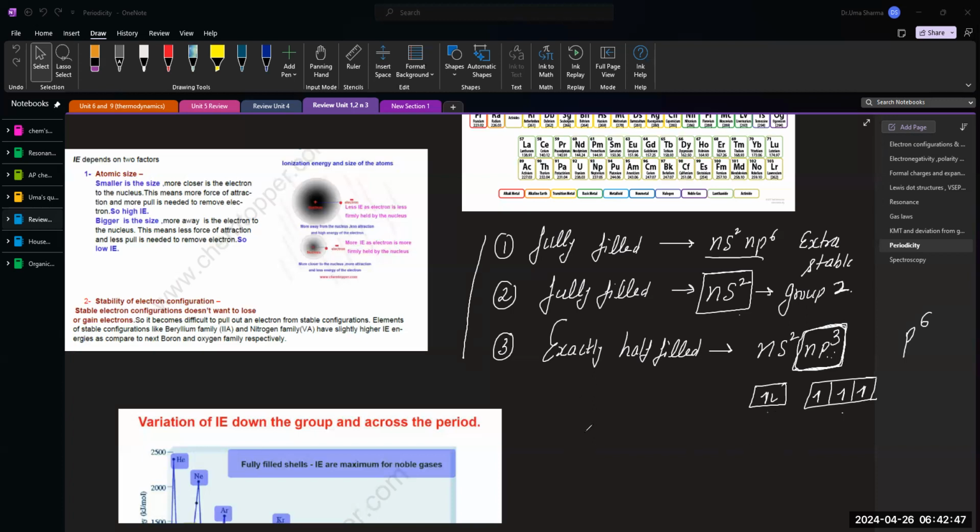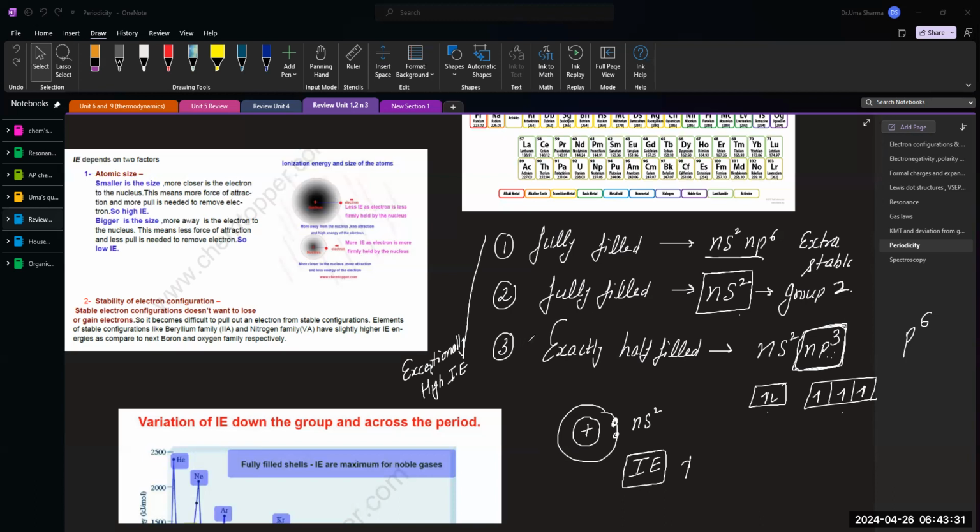So stable configuration means easy to remove electron or difficult to remove electron. If I have this particular element with 2 electrons here, this is ns2 configuration. Is it easy to remove electron or difficult? Difficult, very good. If it is difficult to remove, then ionization energy will be high or low? Ionization energy will be high. So whenever you see these configurations, they have exceptionally high ionization energies.